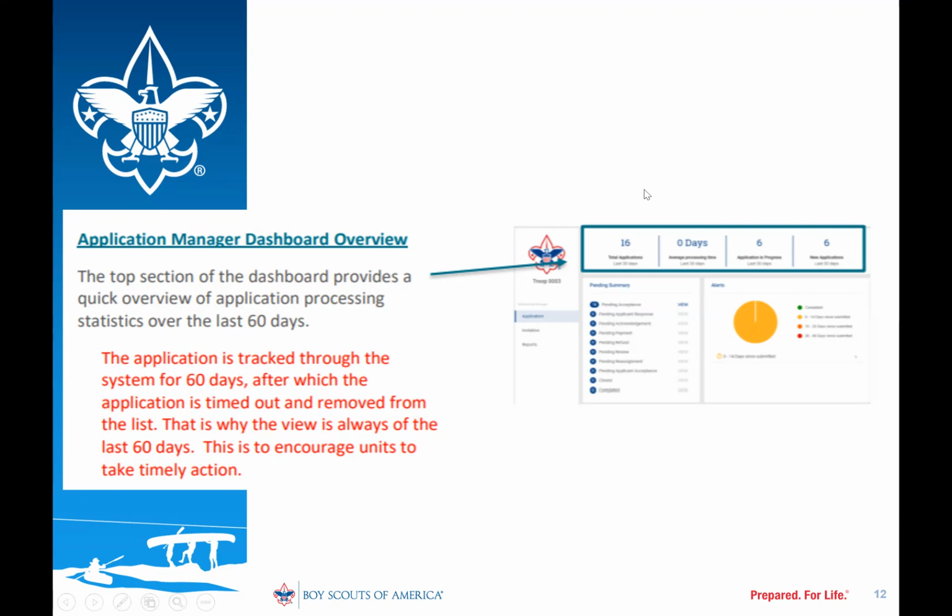I know this is a little tough to read, but you will see when you're up here. In this case, this one has 16 total applications. 0 days is the average processing time, so they're doing great. Over here is applications in progress, so they're working their way through the steps down here, and we're going to get into all of these in a little bit. And then new applications over here. I think this is your applications, not new applications. 6 are the brand new ones. So that's what the dashboard's going to look like.